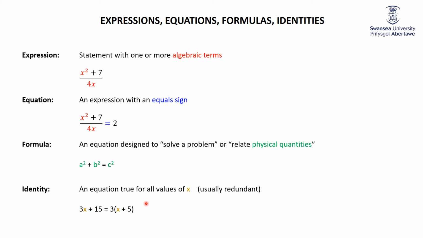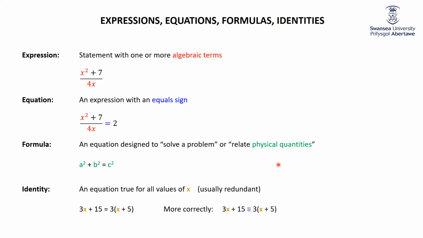A lot of times you'll write an identity in this fashion: 3x plus 15 is equivalent to 3 into x plus 5. That little three-line sign means equivalent to. I use that symbol much more for a triple bond.